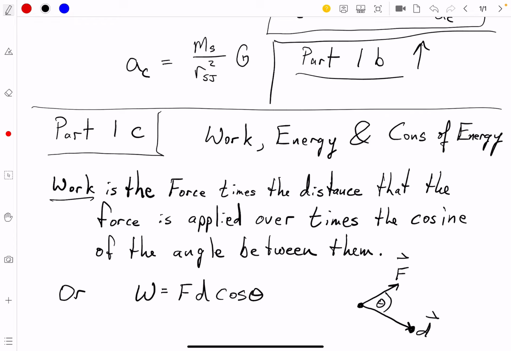You have the distance that you traveled as a vector. You have the force that's also a vector, and you have the angle between them. So we take the magnitude of the force, we take the distance that it moved, and here's the angle between them. And this is basically how we get our work out of this situation. Okay, so there's our work.